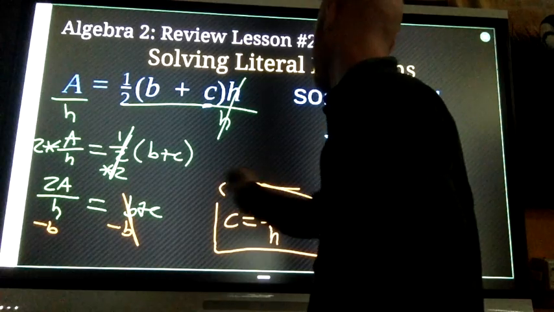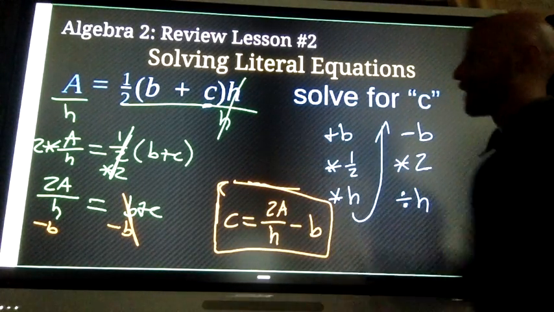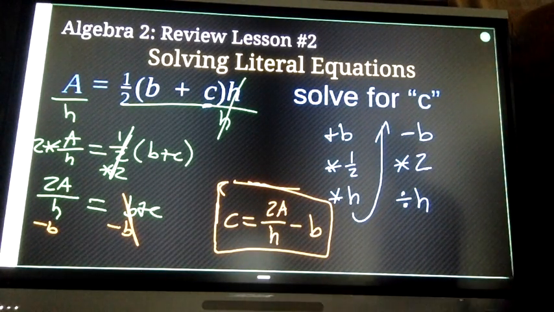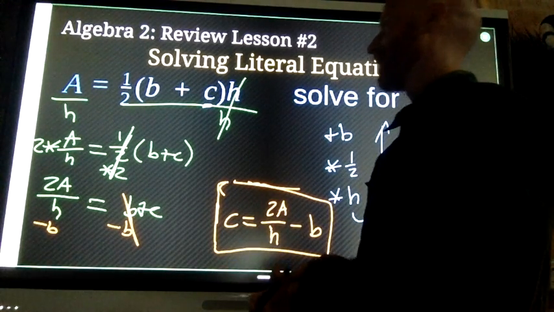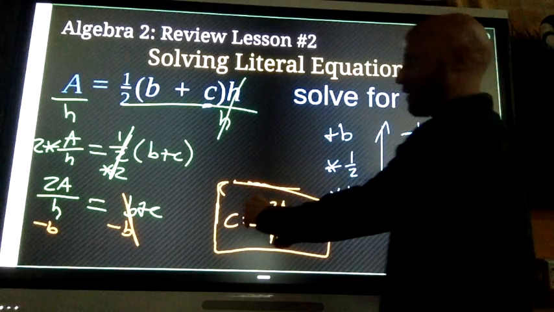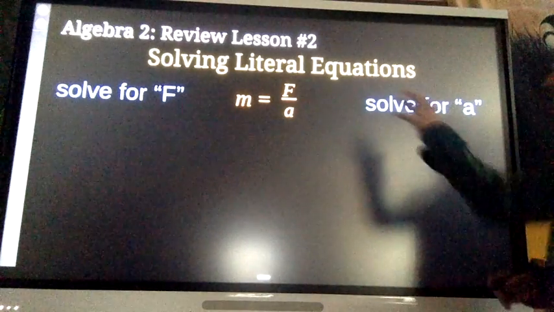Okay, so you don't get a final answer when you have a lot of variables in the equation. All you're really doing is writing a new formula solved for a different variable. Same kind of thing. See another example.